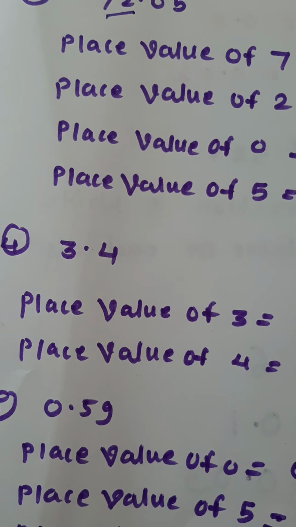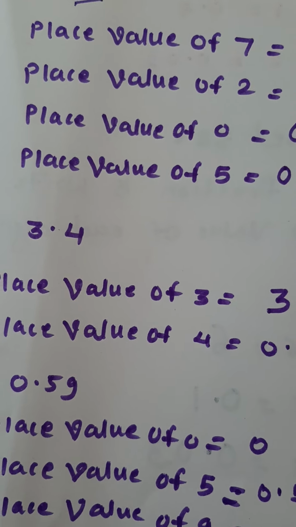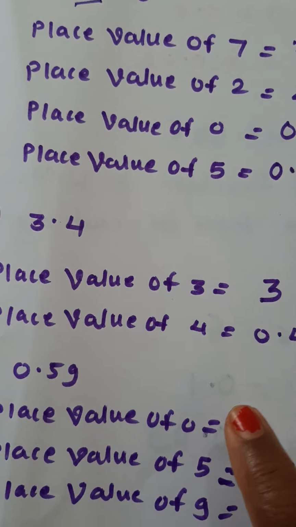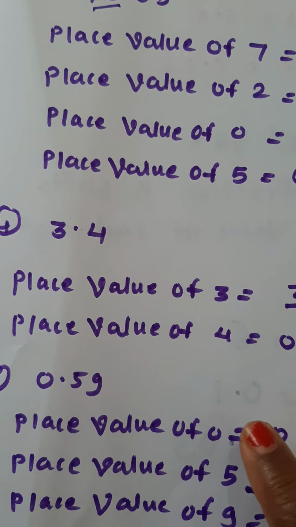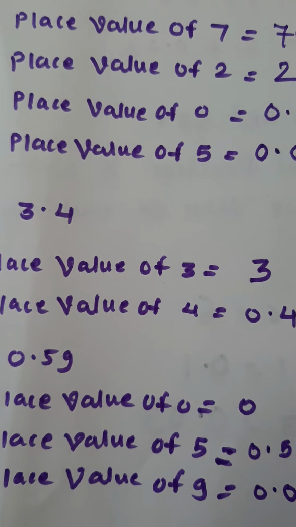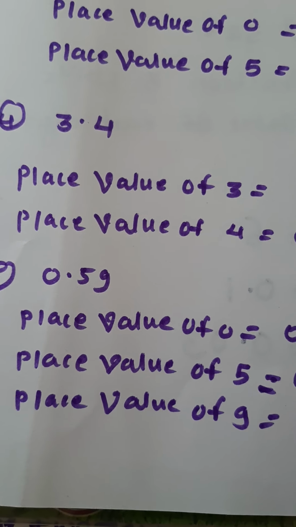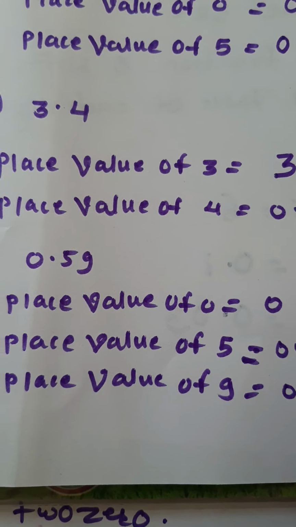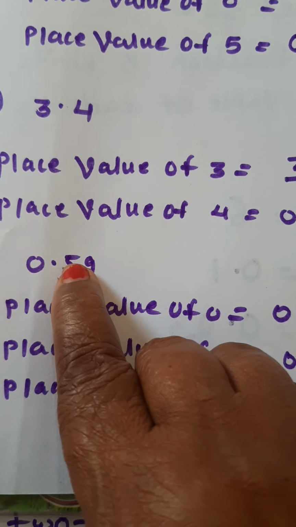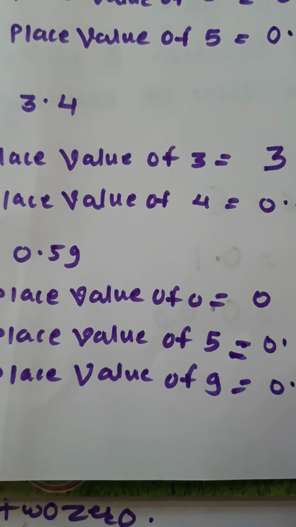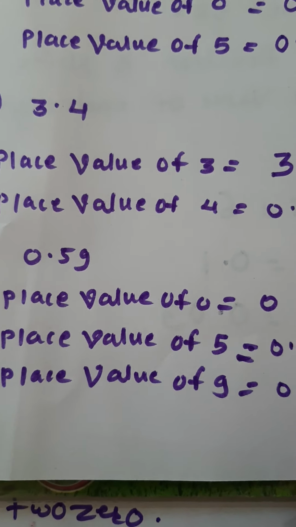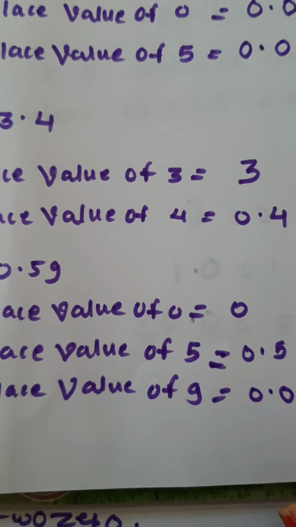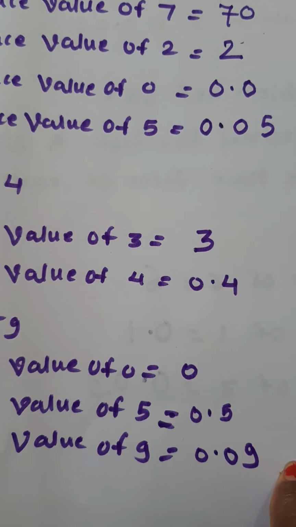Let's see the next example, that is 3.4. Before point single digit means unit place, and after point also one digit only, so 0.4. It's very simple. Place value of 3 is 3 only. Place value of 4 is 0.4. And last example from this practice set, 0.59. Place value of 0 is 0. Place value of 5, after point first, so 5 upon 10 means 0.5. Place value of 9, 9 upon 100 means 0.09.